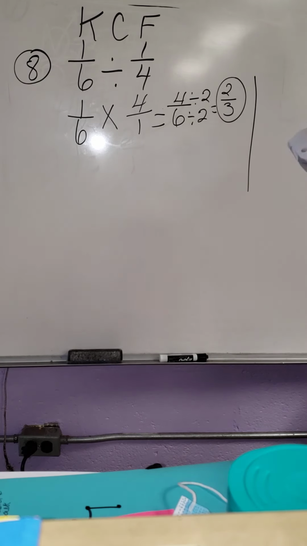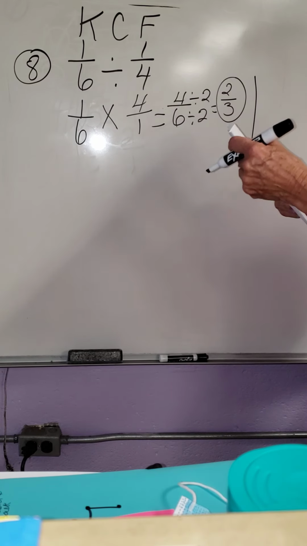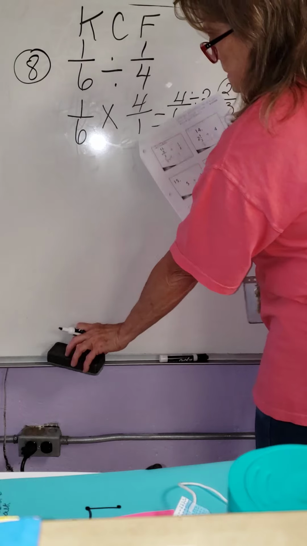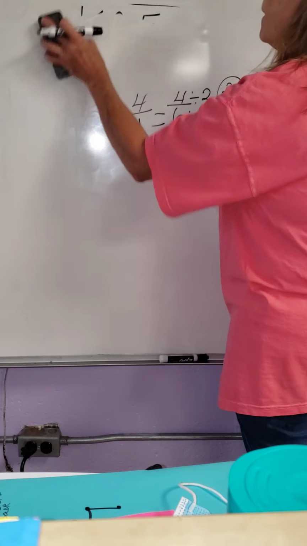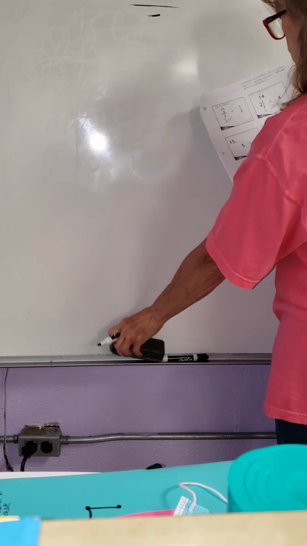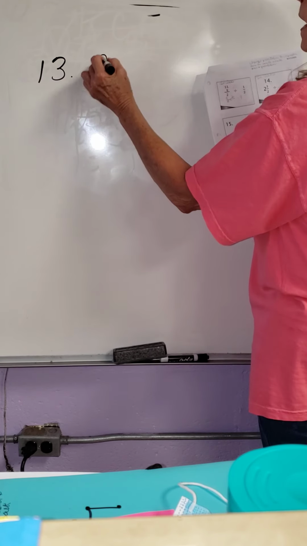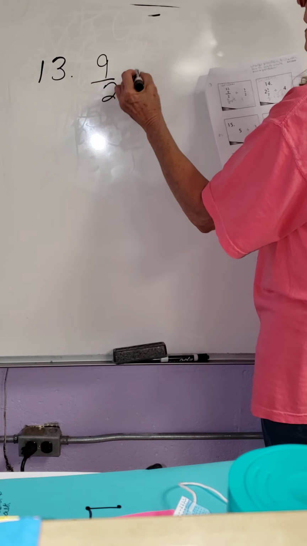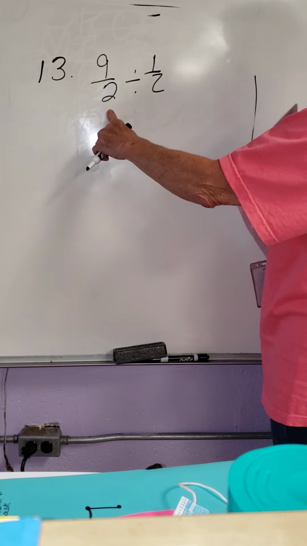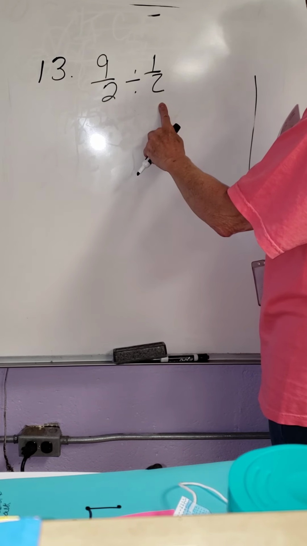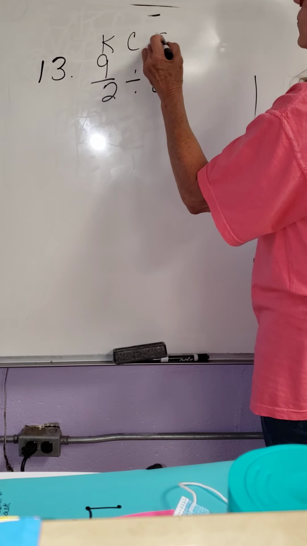Okay, the next one that we're going to do after number 8, the other one we did in class, this is in case you guys missed it, is number 13. Number 13, 9 over 2 divided by 1/2. Do I have a numerator and denominator only? Yep. What about this one? Yep. So now I'm ready for keep, change, flip.